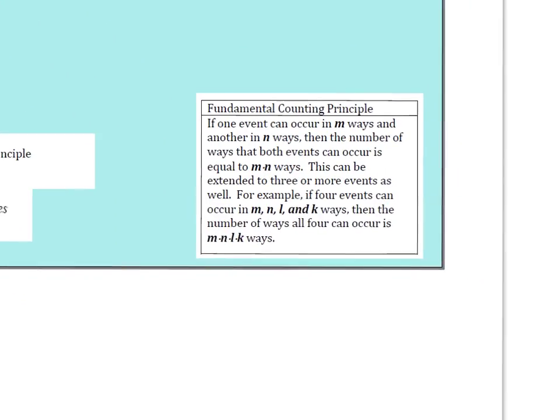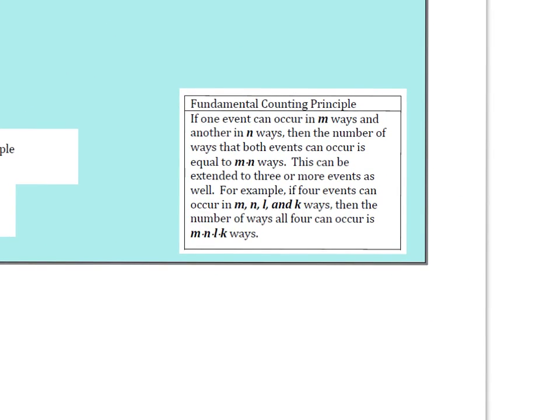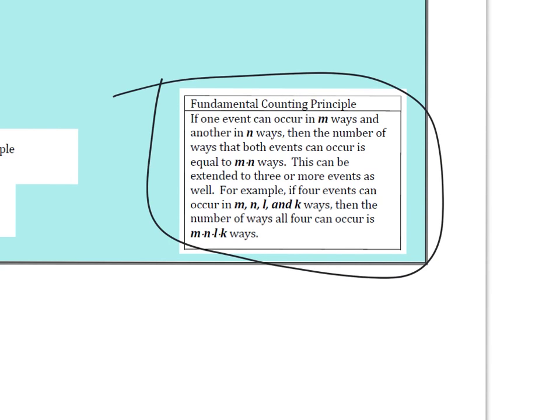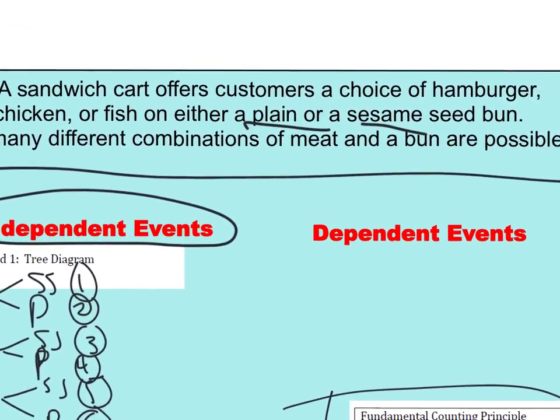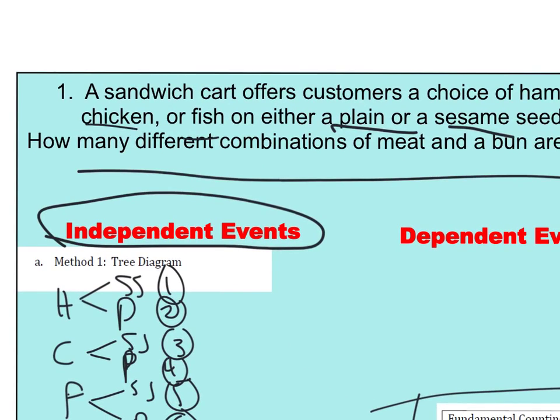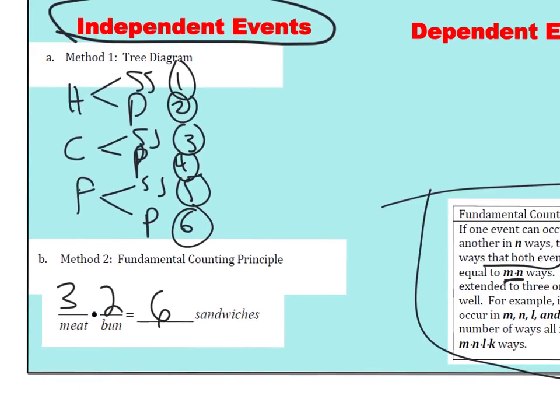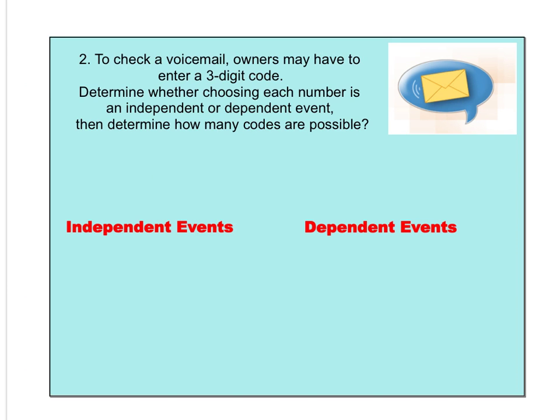So the fundamental counting principle, in words and in actual type, is right here. If an event can occur in m ways and another in n ways, then the number of possible events is going to be m times n. That's like what we had here: if you can have 3 different types of sandwich on 2 different buns, 3 times 2 gives you 6.